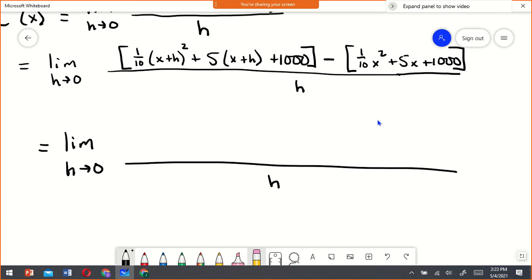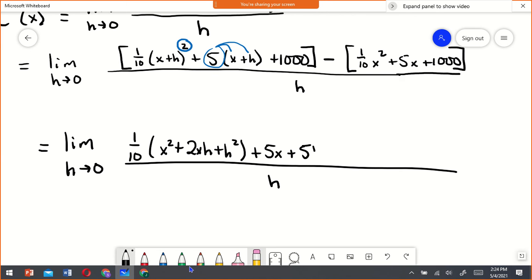I can square x plus h, so that's 1/10 times x squared plus 2xh plus h squared, plus 5 times x plus h. I can distribute that. So I took care of squaring by multiplying x plus h times x plus h. Then I'm going to take 5 and distribute it here. So that's plus 5x plus 5h plus 1,000, minus, and now I'm distributing that minus. So minus 1/10 x squared minus 5x minus 1,000.